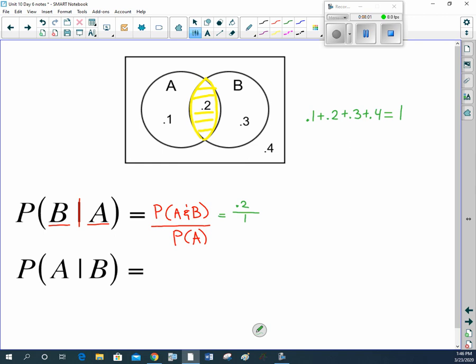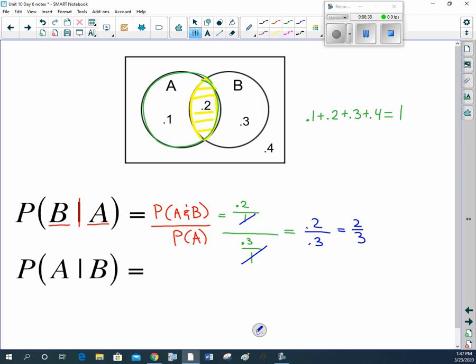And then what's the probability of A? Well, A is the whole circle. That would be 0.1 plus 0.2, so that would be 0.3 out of the total, which is 1. So since they're both over 1, these two cancel each other out, and you end up with 0.2 over 0.3. If we multiply those by 10 to take those decimals out of our fractions, we end up with 2/3. So the probability of B given A is 2/3.